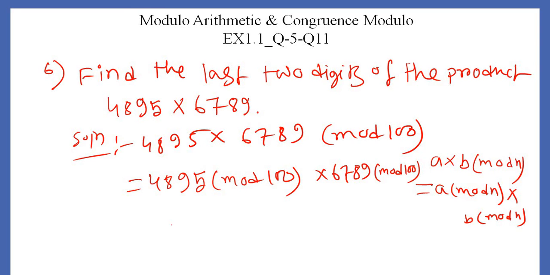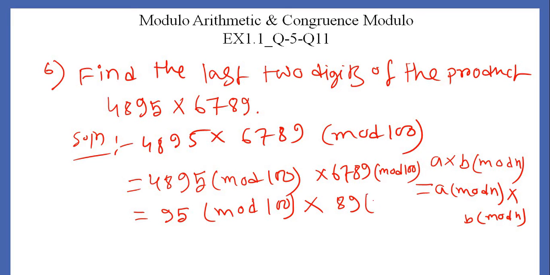Now it is very easy to find the remainder when you divide by 10 or 100 or 1000. Here the remainder would be 95. Just write the last two digits, that's it. So here we got the remainder 95. In a similar way, what would be the remainder in the next term? Very simple, the last two digits, 89.